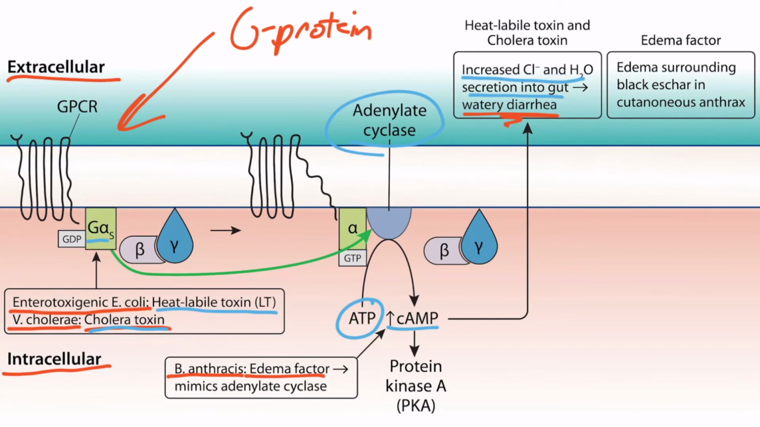Now let's move on to the edema factor again. In cutaneous anthrax, edema factor will actually behave just like adenylate cyclase and itself convert ATP to cyclic AMP. Instead of causing watery diarrhea, the cells in the skin just release water in the area around the black eschar in cutaneous anthrax. So up here we've shown how edema factor just causes edema around the black eschar.